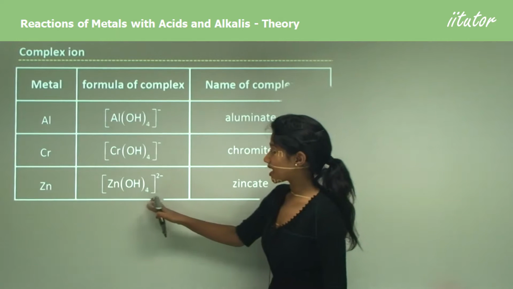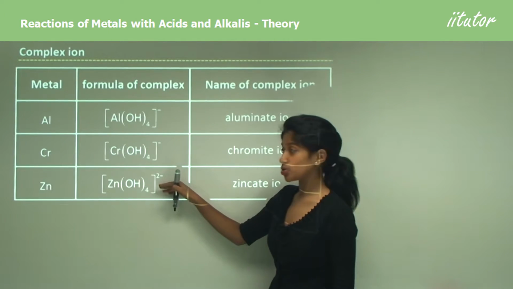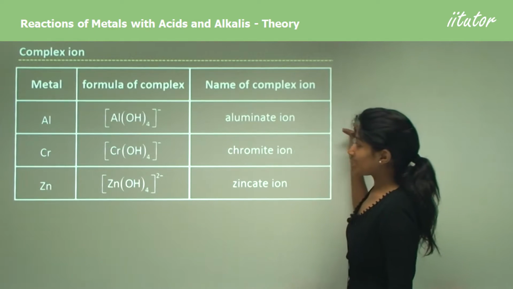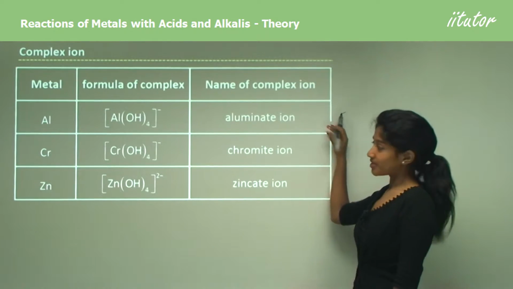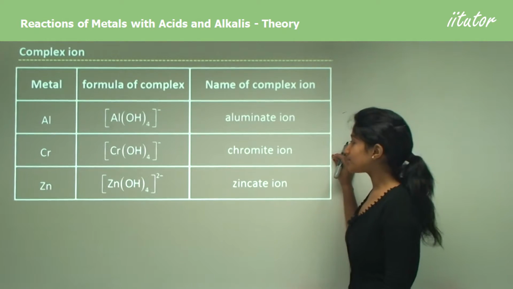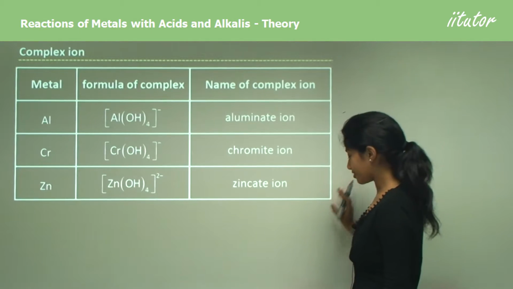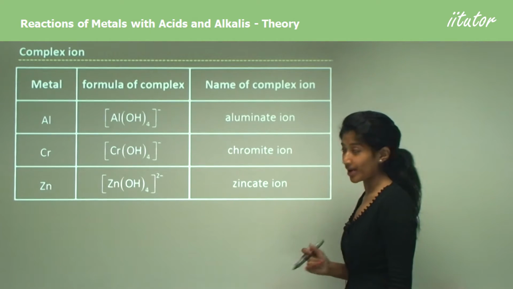Zinc, we have the same thing happening. This time, the complex ion for zinc has a charge of -2. Now the complex ion for aluminium is called the aluminate ion. The complex ion for chromium is called the chromate ion. And for zinc, it's called the zincate ion. You'll have to use these complex ions when you're writing your chemical equations.